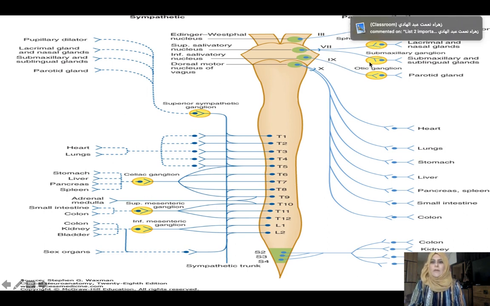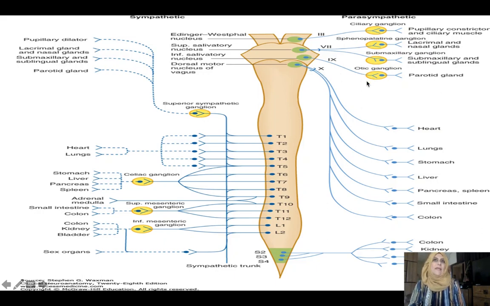The pterygopalatine is for the lacrimal gland, and the other one is the submandibular ganglion for the submandibular gland. For the glossopharyngeal, the ganglion is called the otic ganglion. The vagus has nearby ganglia near the organs, within the cardiac plexus, the pulmonary plexus, the celiac plexus, the renal plexus, the superior mesenteric plexus, and the inferior mesenteric plexus. These are all ganglia. The vagus synapses there so that parasympathetic fibers can go out to the organs.